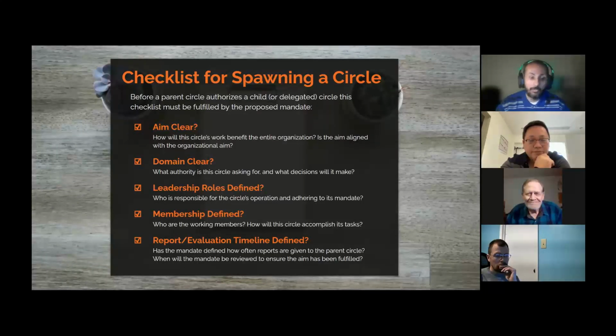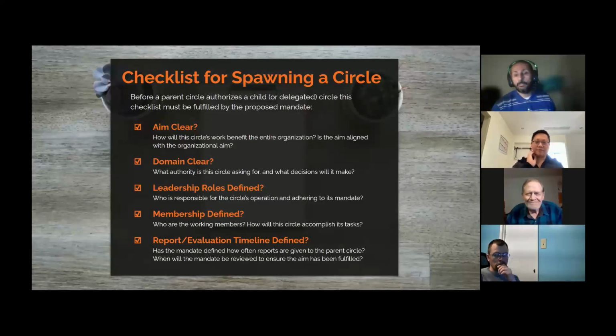And finally, is the report and evaluation timeline defined? Has the mandate defined how often reports are given to the parent circle? When will the mandate be reviewed to ensure that its aim has been fulfilled?